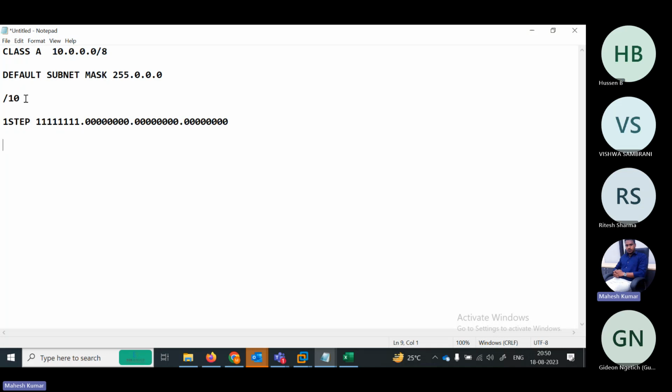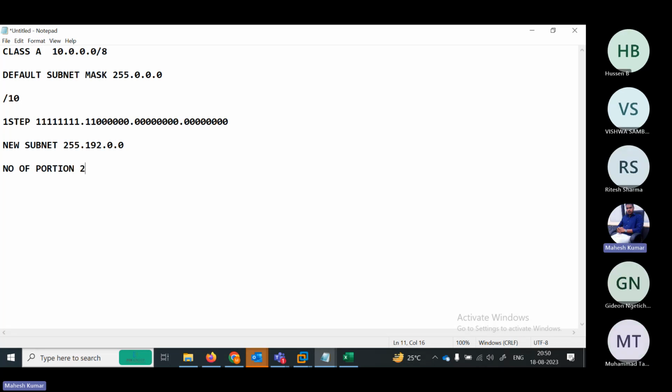So what is our requirement? Our requirement is /10. So we'll convert these two zeros into 11, which means we borrowed 2 bits from the second octet. Got it? Now what will be our new subnet? The new subnet will be 255.192.0.0, since 128 and 64 means 192, correct? After that, what will be the number of subnets? The number of subnets means 2 to the power 2.